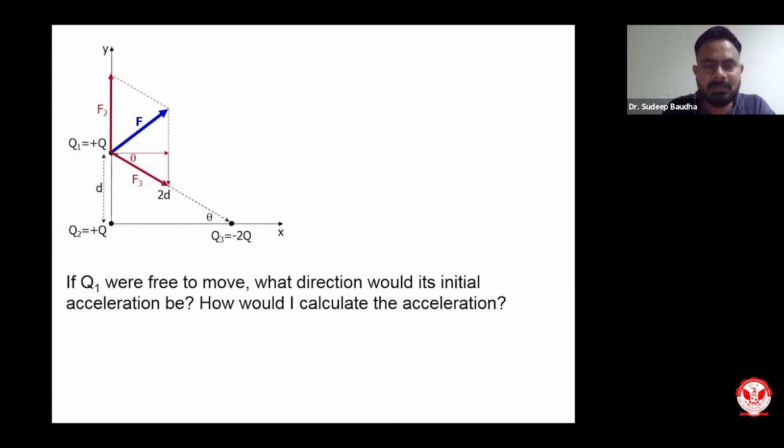Now there are some other twists in this question. Say, if Q1 is free to move, what direction would its initial acceleration be? This is very important to address. And how would I calculate that acceleration? So the question is, if I have Q1, which is free to move in any direction, then what direction would its initial acceleration be, and how would I calculate that acceleration?